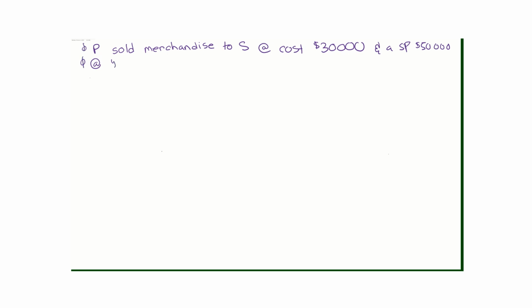Part two is at year end, it seems that S sold 60% of the merchandise that was bought from P. So 60% of merchandise bought from P. What that means is that S still has 40% of the merchandise as ending inventory.